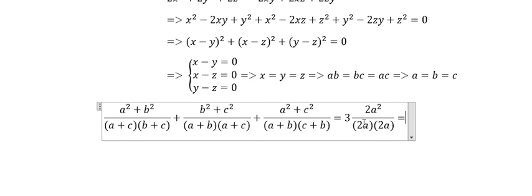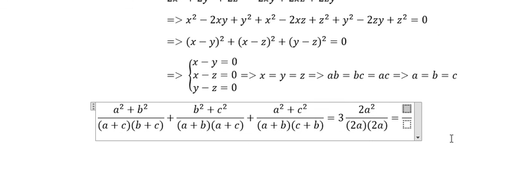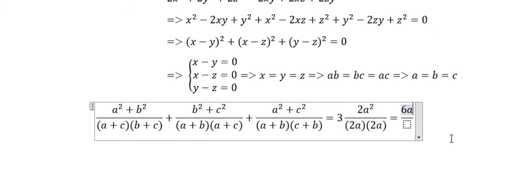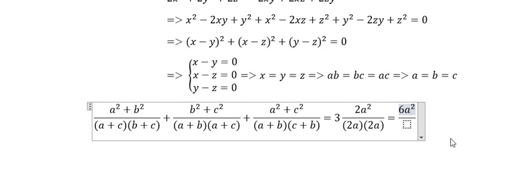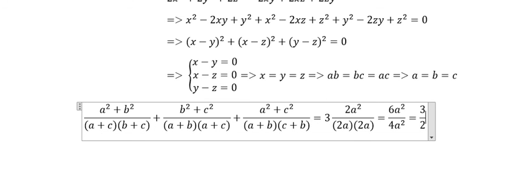Now we'll just simplify everything. Six divided by 4, you get 3/2. A power 2 divided by a power 2, they simplify together, and the final answer is 3/2.